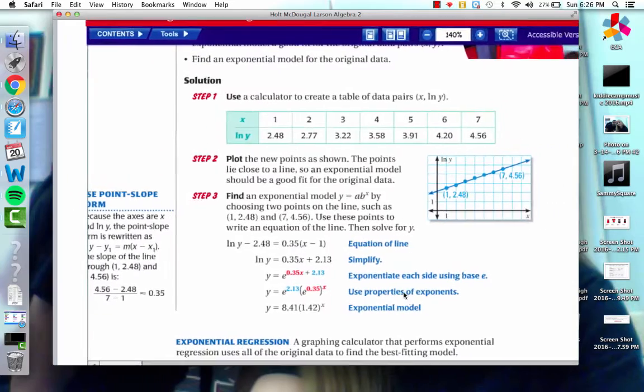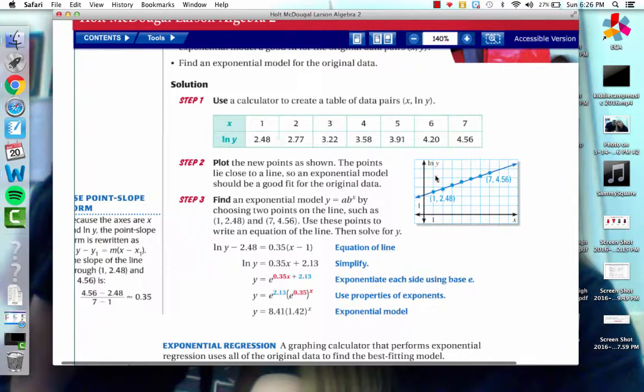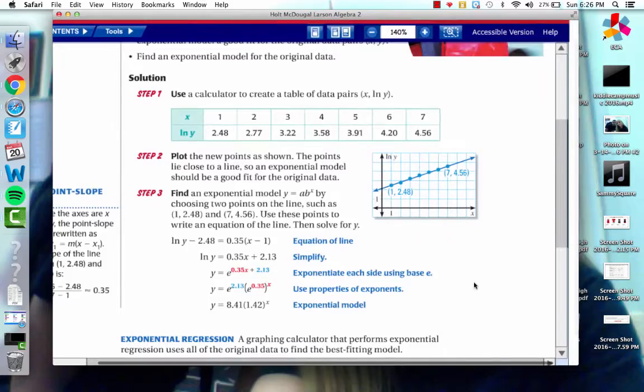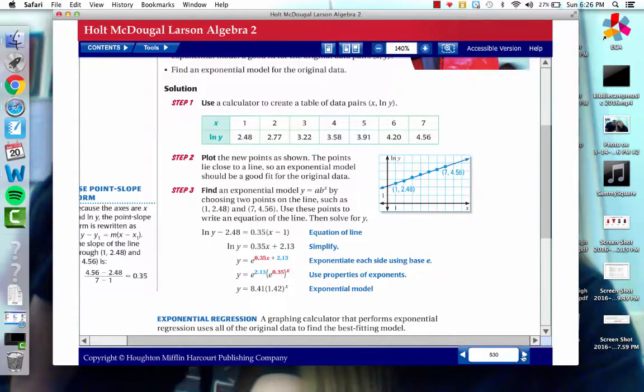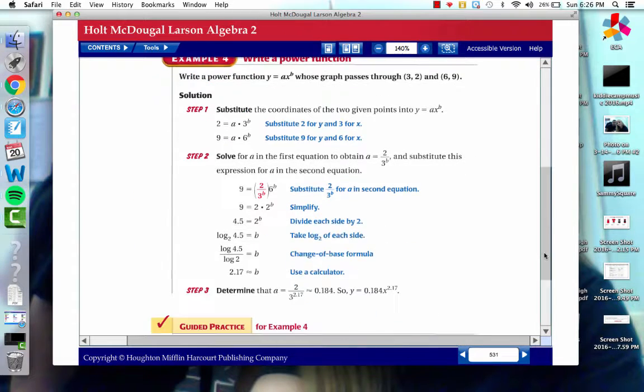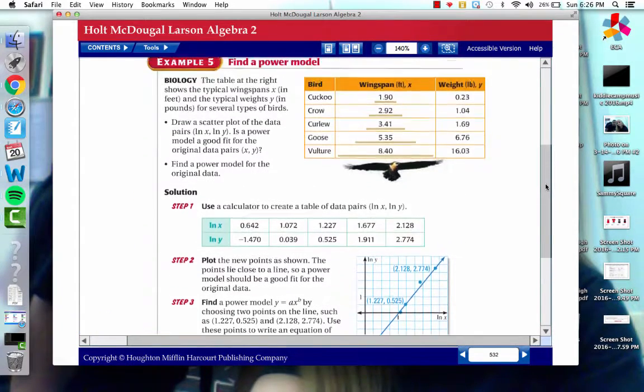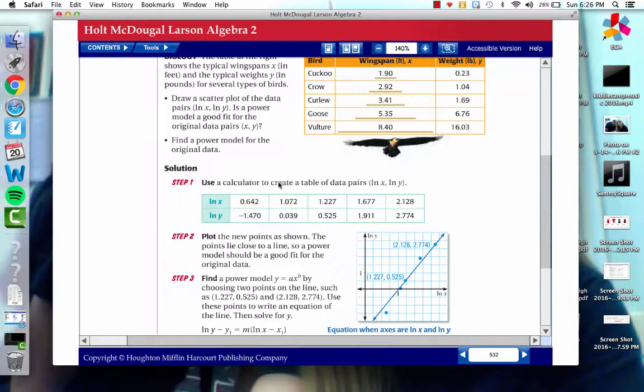So first, see if your new data that you come up with fits a straight line. If it does, then use this point slope form and then change it to your exponential form to come up with an exponential model. Okay, and the same concept applies to our power functions. But instead of doing x comma ln of y, you would do like what they did in the last example here. So example 5, where they do ln of x and ln of y, and the process is exactly the same. Plot the new data points, see if they make as close to a straight line as possible.